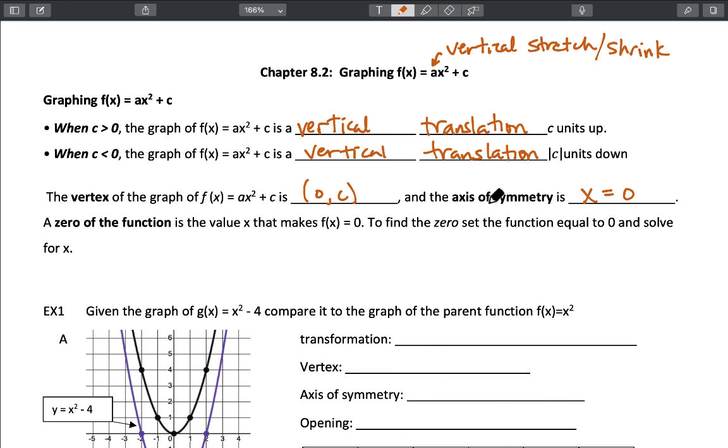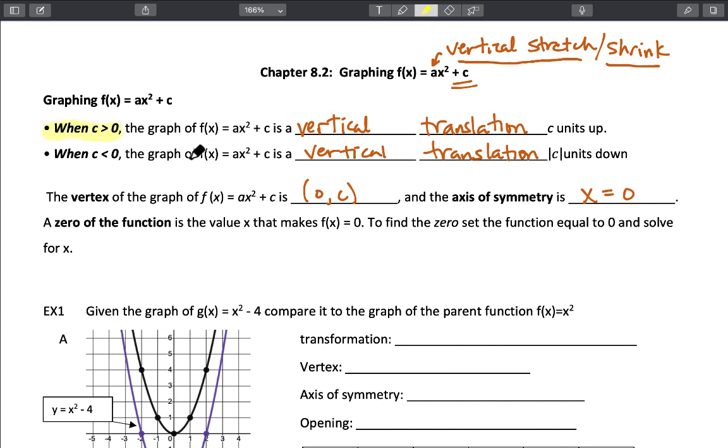Point 2. Today we're looking at graphing f of x is equal to ax squared plus c. Now if you recall from yesterday's video, we looked at just graphing ax squared, and we specifically looked at what that a value did. That a tells us how much of a vertical stretch or shrink we're going to apply to our parent function of x squared. Well, today our job is to figure out what that c value is going to do to the graph of that parabola. Let's jump in and get started.